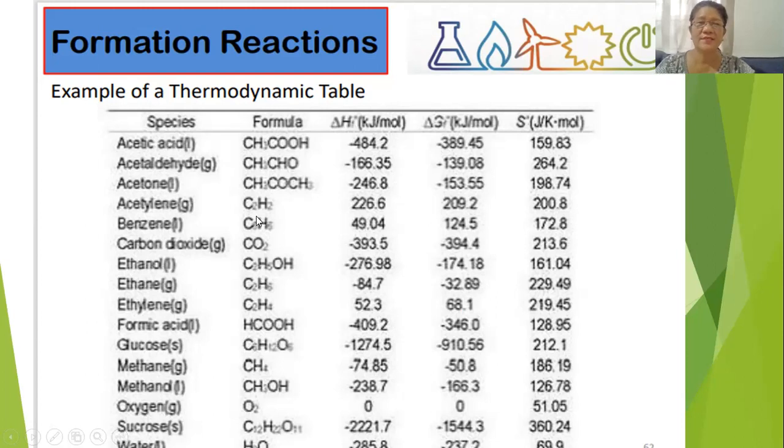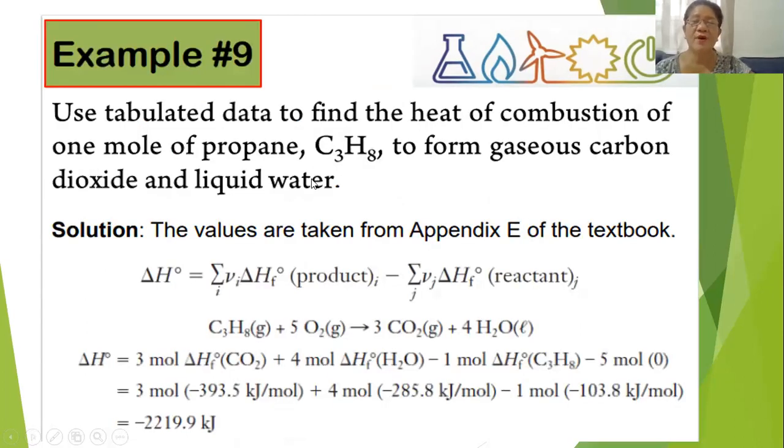So for example, let us have propane in gaseous form undergoing combustion. There are only two products, carbon dioxide and water. Okay, so here is the reaction: C3H8 in gaseous form, this is now our propane. If it is combustion, add O2, oxygen. You will form two products, carbon dioxide and water. Your carbon dioxide is in the form of gas and your water is in the form of liquid.